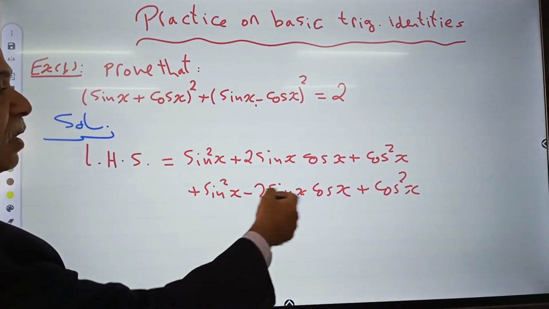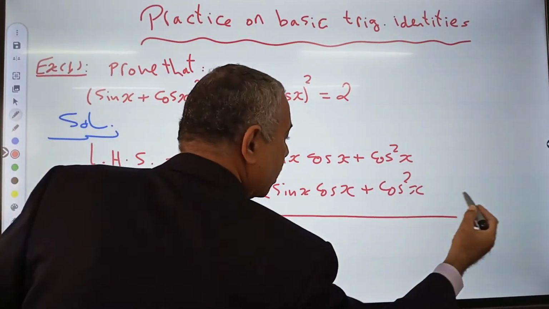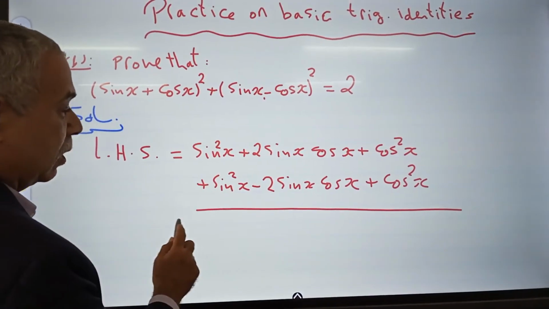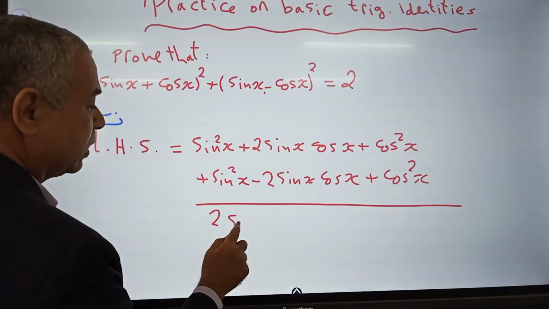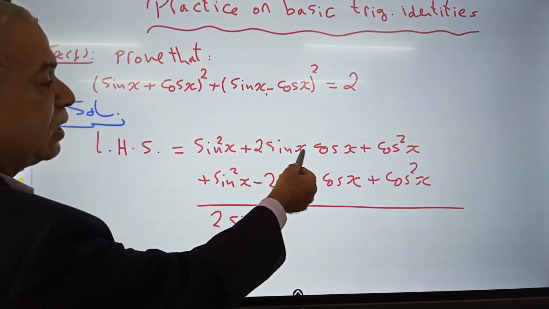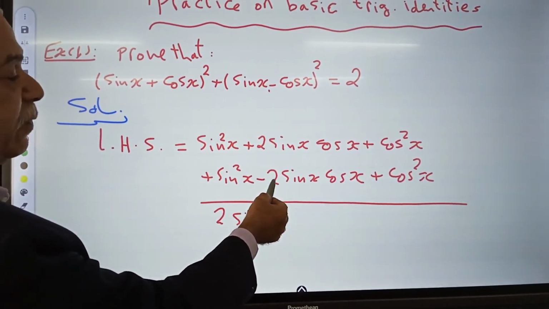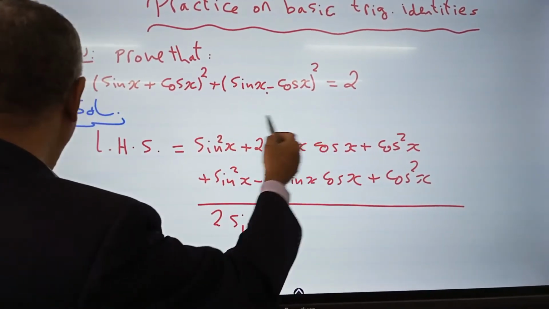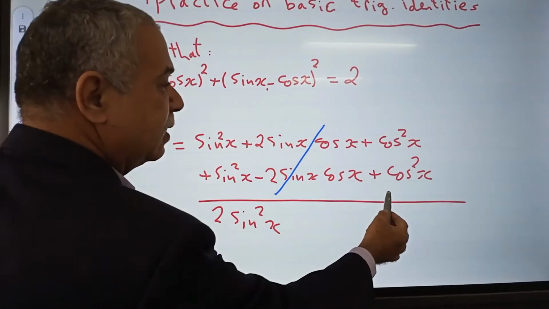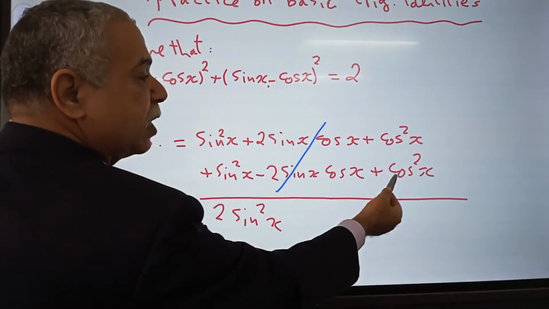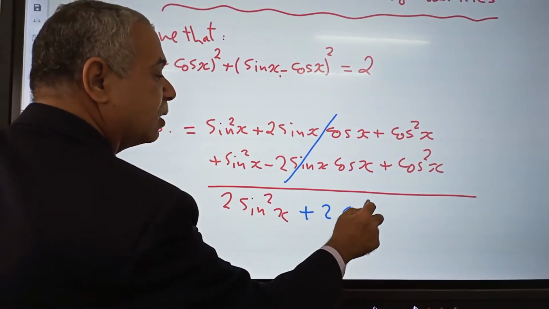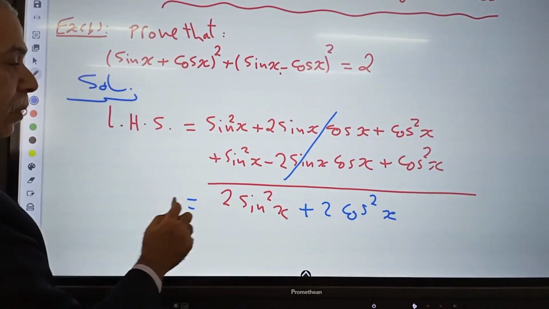Then simplify these terms. We have sin²x plus sin²x equals 2 sin²x. Positive 2 sin x cos x cancels with negative 2 sin x cos x, equals 0. Then cos²x plus cos²x will be 2 cos²x.